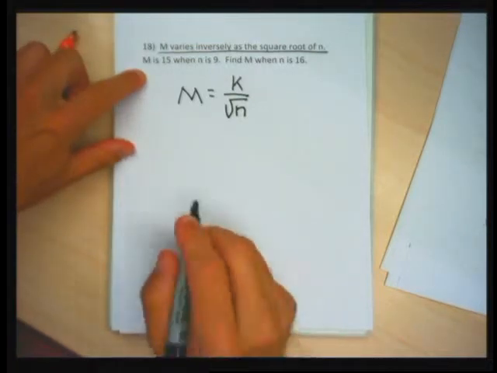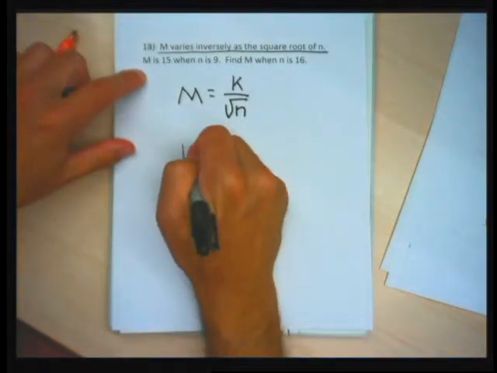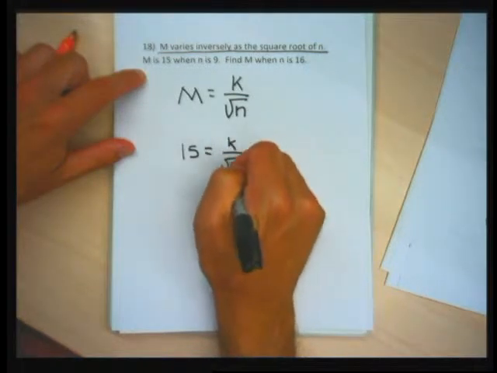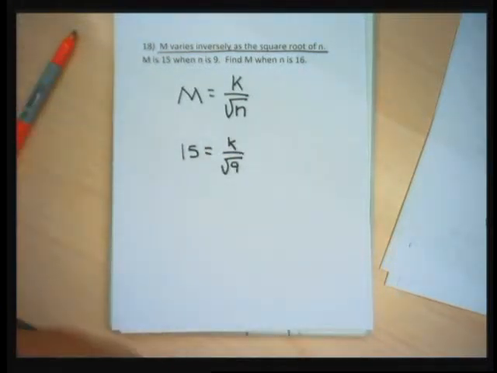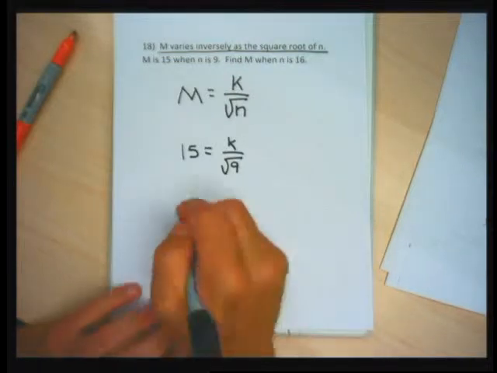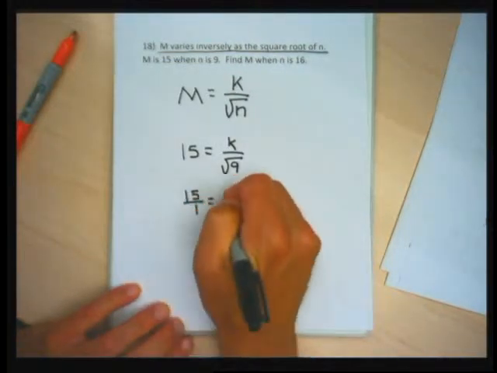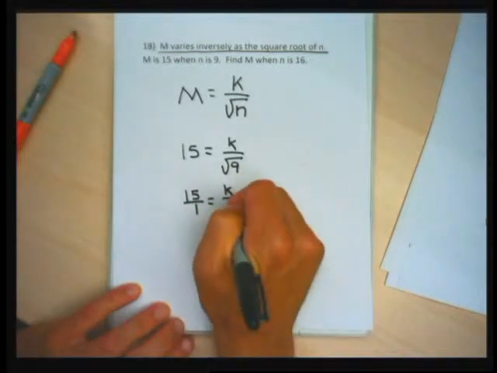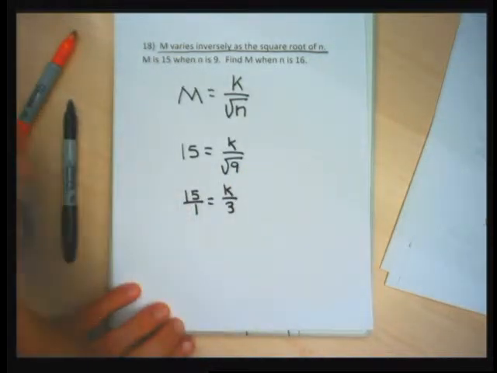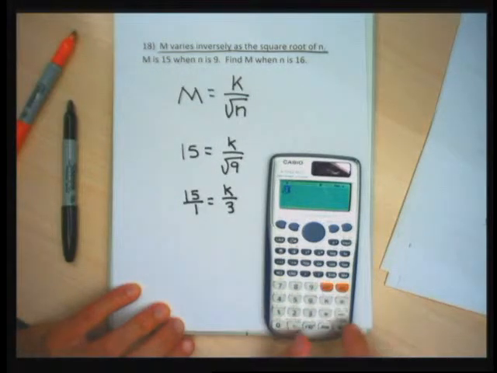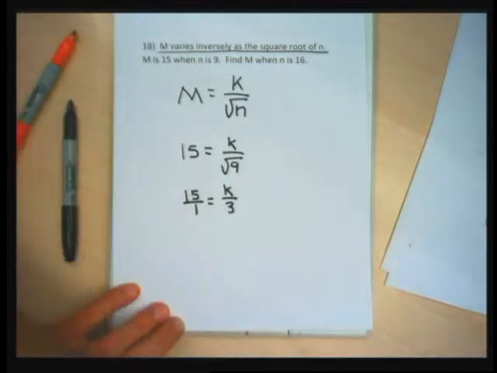Second sentence has 15 for m and 9 for n. So I'm going to solve that by cross multiplying. I'm going to write the 15 as a fraction, 15 over 1. And the square root of 9 I don't need my calculator for. But if you need your calculator, you just hit the square root button right next to the fraction key, type the number 9. That gives you 3. And now I'm going to cross multiply.